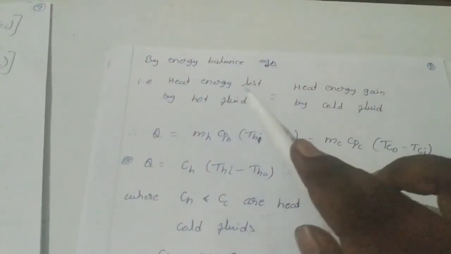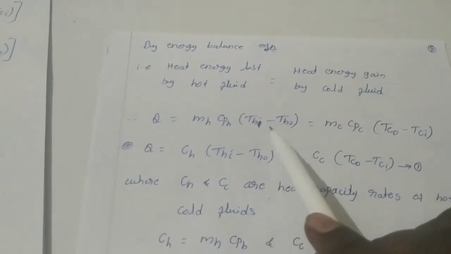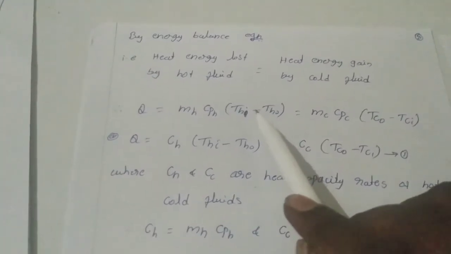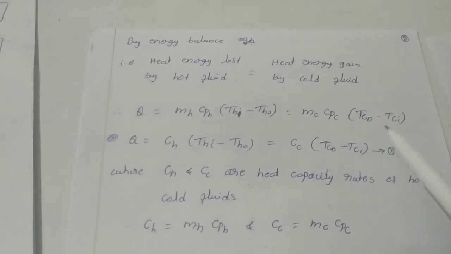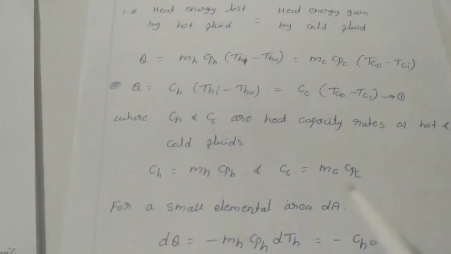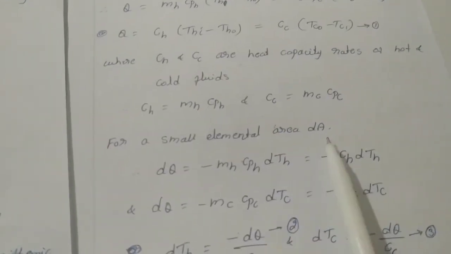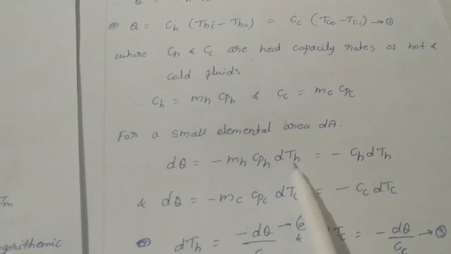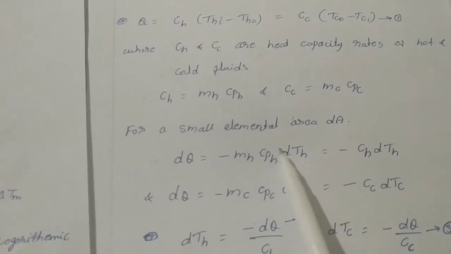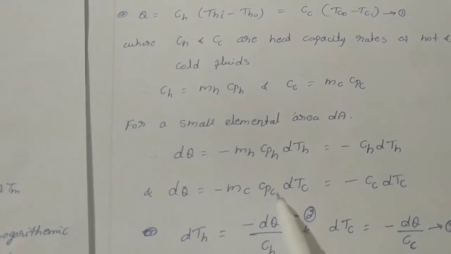Now, by the energy balance equation, the heat energy lost by the hot fluid is equal to the heat energy gained by the cold fluid. I already repeated this once again. Look at it, Thi minus Tco, that's why we are not taking the minus sign. This is the same equation, Ch and Cc, equation number 1. For a small elemental area dA, dq is equal to minus mh Cph dTh, because this product will become negative. So dq is equal to minus mc Cpc dTc.